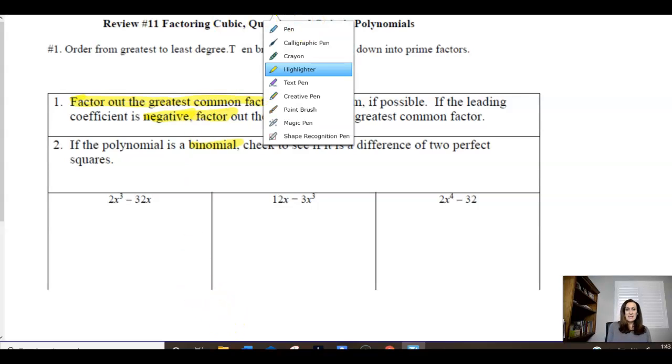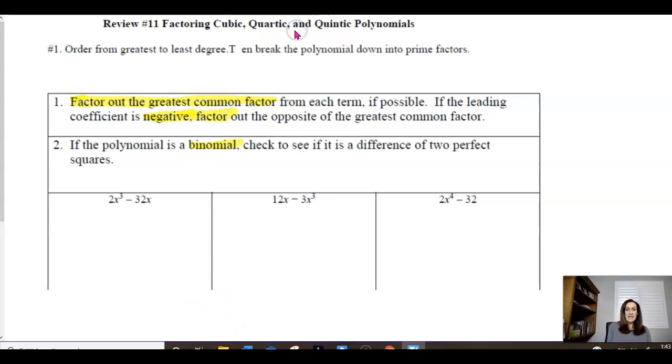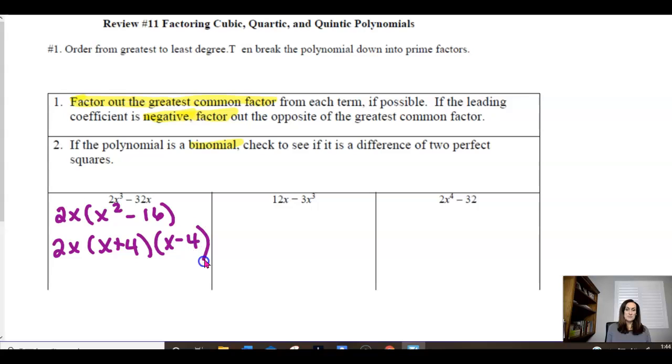So looking at the first one, we have a GCF of 2 and x. So I will factor out the 2x, and I end up with 2x times x squared subtract 16. And again, I took out the GCF, and now I'm looking for a difference of two squares. I get 2x times x plus 4 and x subtract 4.